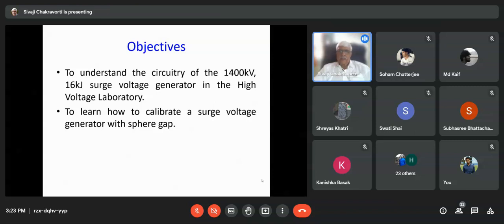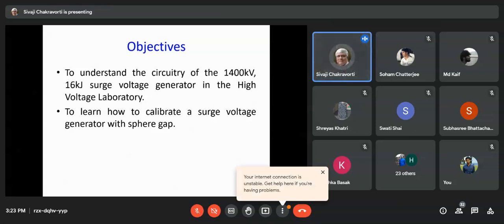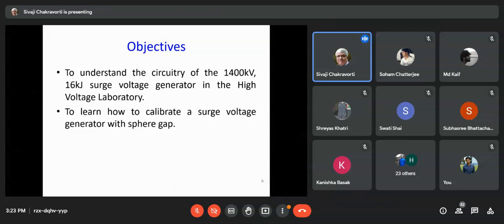Now, you know that all our equipment which is used outdoors has to undergo some sort of strain or impulse, particularly due to lightning, because we don't have any control over lightning. Nobody has any control. And this lightning voltage travels through the transmission lines and then reaches the substation. There are so many equipments in the substation, and they have to withstand this lightning voltage. Otherwise, there will be a fault.